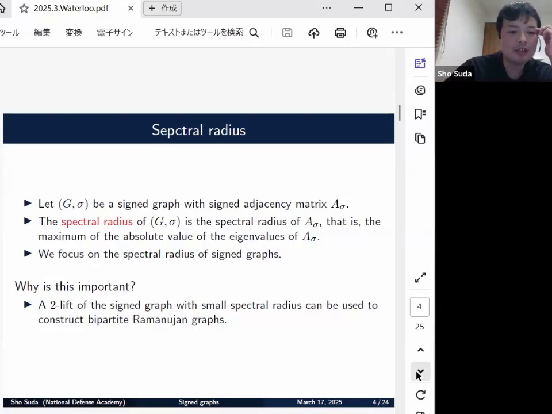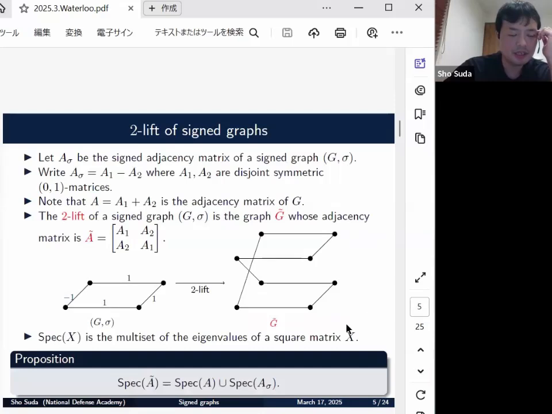I want to review the known results for this construction. I would also like to define the two-lift of signed graphs. Suppose we decompose the signed adjacency matrix A sigma as a linear combination of A1 and A2, where A1 and A2 are disjoint symmetric 0-1 matrices, meaning they are the adjacency matrices of some graphs.